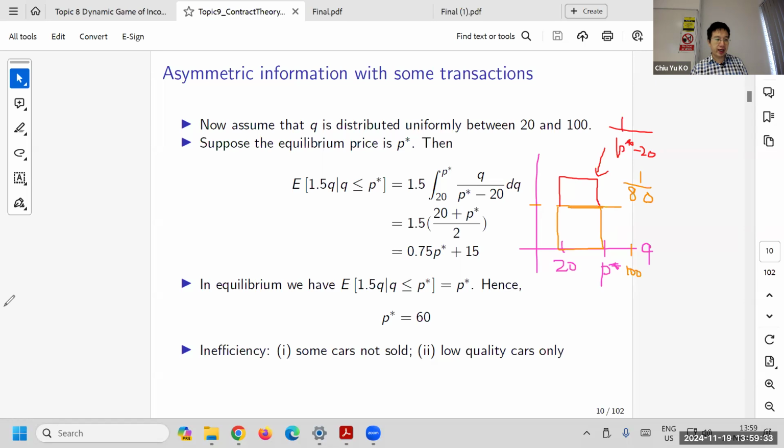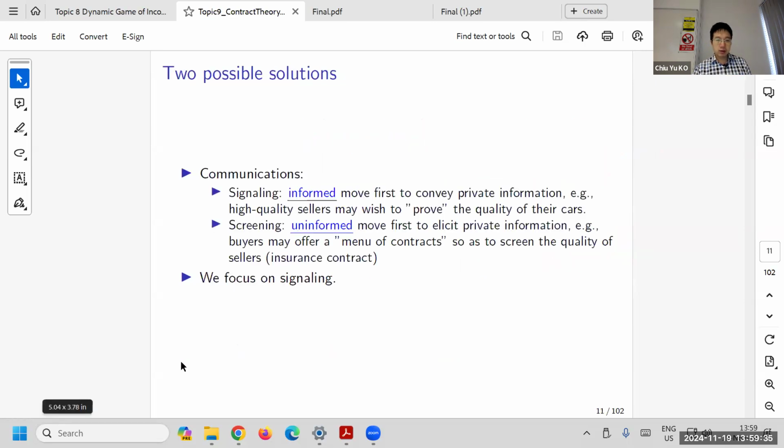So now once we have that, we have actually looked at the model. We have 2 ways to do communication. The first one, which we just studied, is signaling. Signaling is when the party who has the information moves first, who tells you that okay, we are good. That is something we have done, right? Education is a signaling.